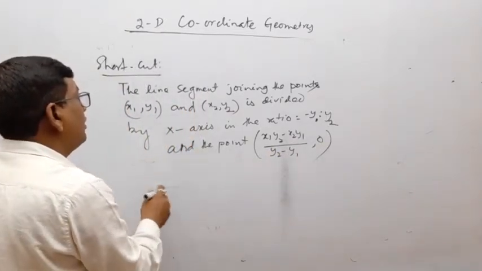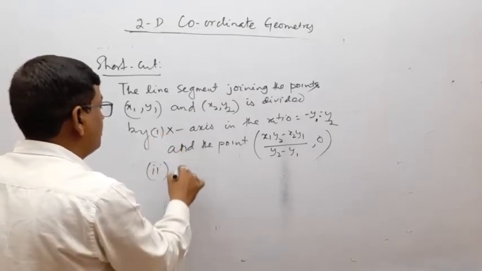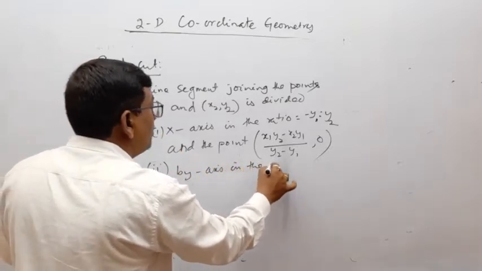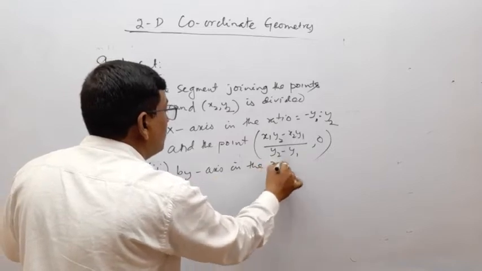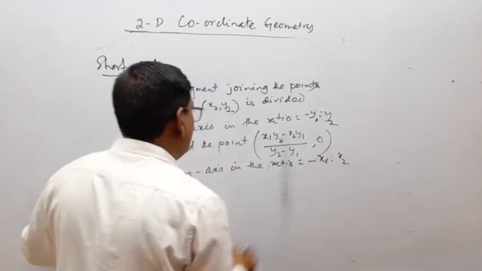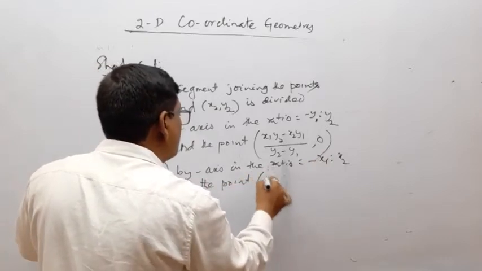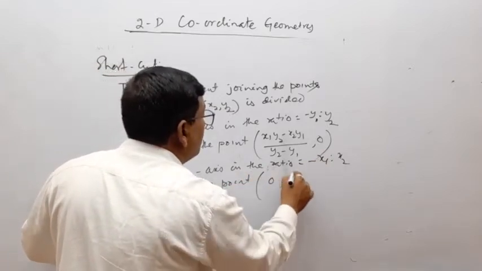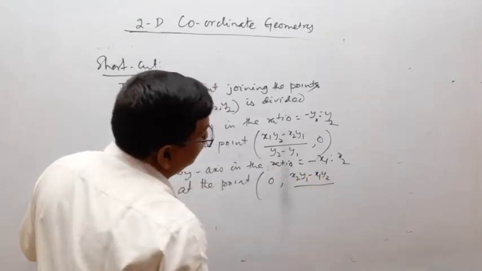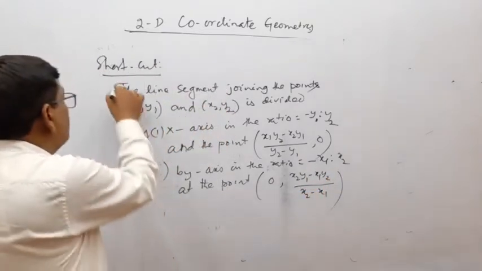That is the first part. Second part: by the y-axis in the ratio minus x1 is to x2, at the point 0 comma (x2 y1 minus x1 y2) divided by (x2 minus x1). This is the shortcut formula.